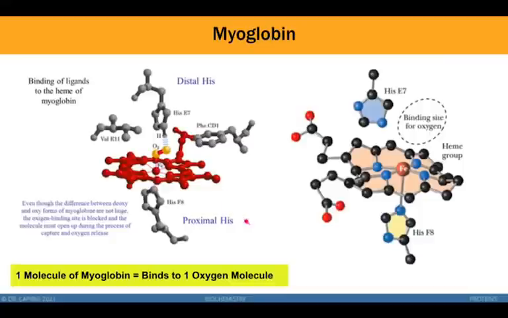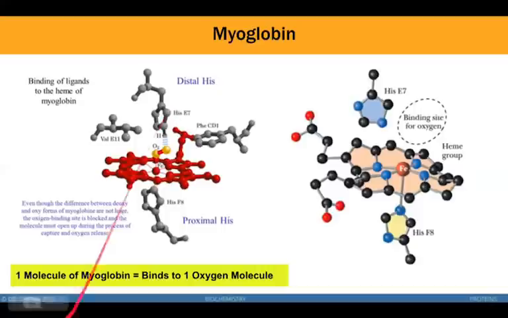Okay, so this is the structure of the heme group. As you can see, there are two histidines. This is the first histidine, and the second histidine. The first histidine is what we call the proximal histidine. It forms a coordination with the iron of the heme group. And we also have the distal histidine.